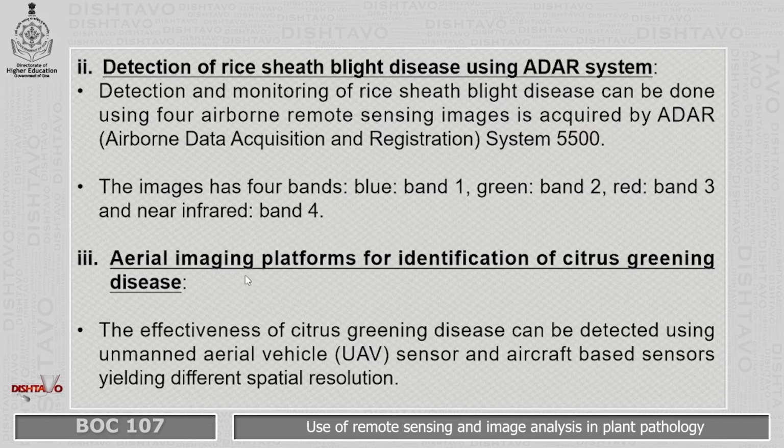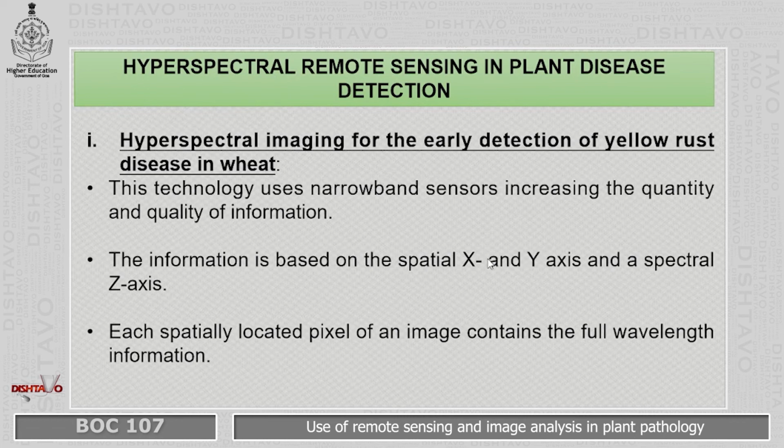The third technique under aerial is aerial imaging platforms for identification of citrus greening disease. Now, citrus greening disease can be detected by using unmanned aerial vehicle sensors and aircraft-based sensors yielding different spatial resolution. The next technique is hyperspectral remote sensing in plant disease detection.